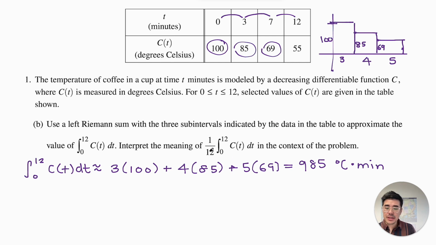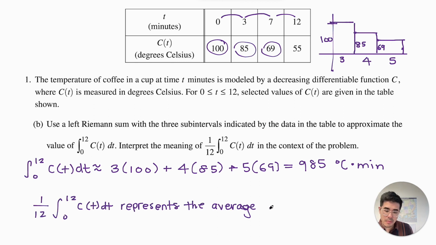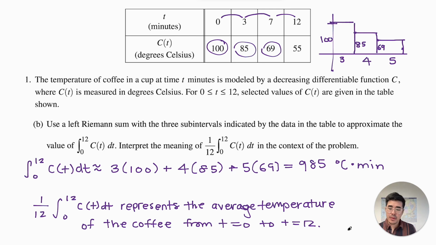If we're interpreting the meaning of 1/12 of the integral, this is just the average value. So we approximated the average y value. 985 divided by 12 is the average temperature from time t equals 0 to time t equals 12. In order to get full credit for this question, you probably want to say average temperature, and you also want to remember to include the time values, because if you just say average temperature without referencing time values, that's not within the context of this question.